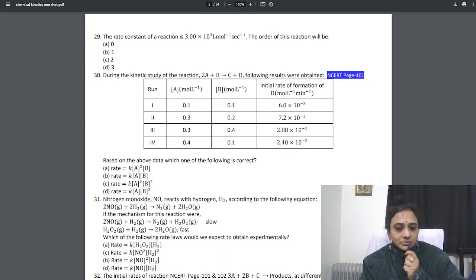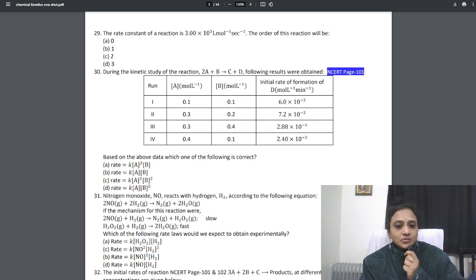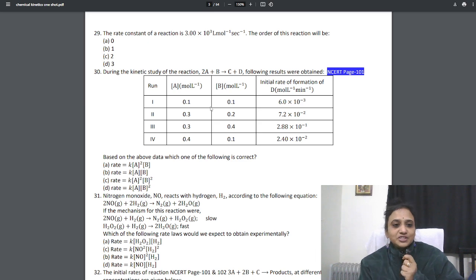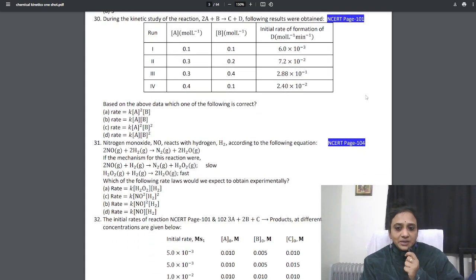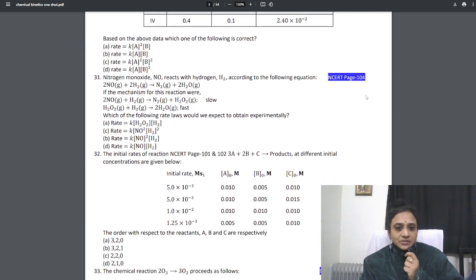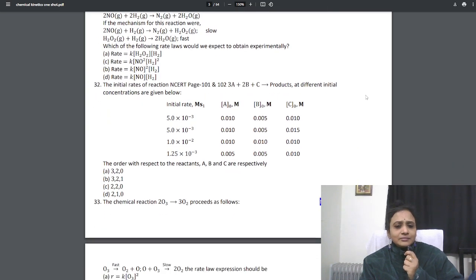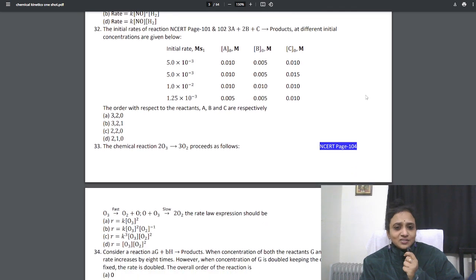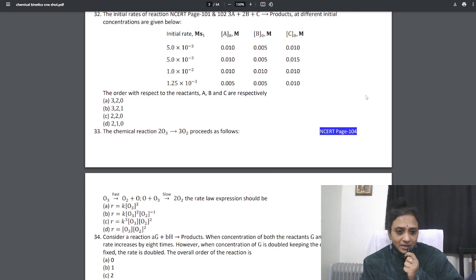Not one question, students, it goes on. Such questions are compulsory questions in your board exam. I will write and give it to you. NCERT page number 101, then gradually page number 104, like that. If I have to tell you, it is not overnight preparation. It takes a lot of time for us to compile, prepare and give it to you all.